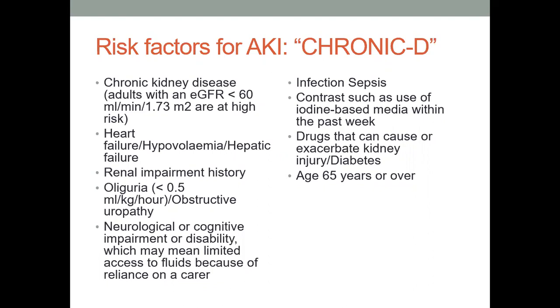Patients in heart failure, hypovolemia or hepatic failure, when there's a history of renal impairment in the past, when the patient had a previous history of oliguria, defined as 0.5 ml per kg per hour, or a history of obstructive uropathy, when the patient has neurological impairment, which renders the patient not able to have access to fluid intake, the patient becomes fluid depleted, hypovolemic, and predisposed to develop AKI.